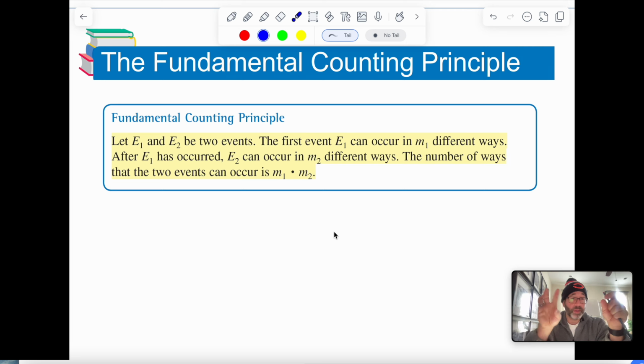I'm going to do 3 kinds of bread, and I've got 4 kinds of meat. Or I could say bread and cheese and meat. So those are multiple events that are taking place: the different sandwiches you can make.